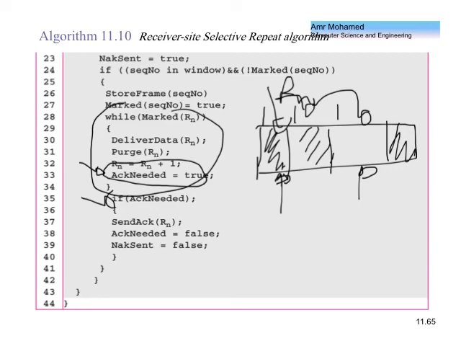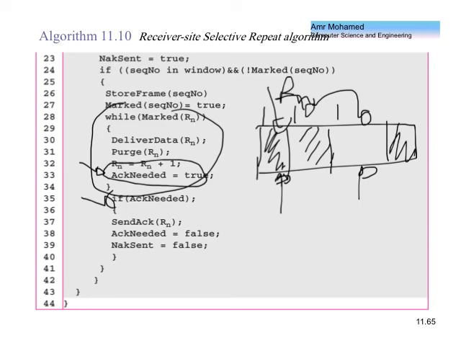Negative acknowledgement is always individual; it indicates one frame was corrupted. Acknowledgement is always accumulative, indicating that I received everything before that number correctly. So if acknowledgement needed is true, I should send an acknowledgement with Rn, and then set the negative acknowledgement and acknowledgement needed flags to false, which means I can later send this negative acknowledgement once more if I want. Okay? Resetting these flags.